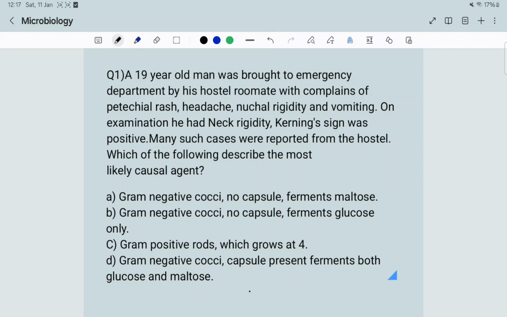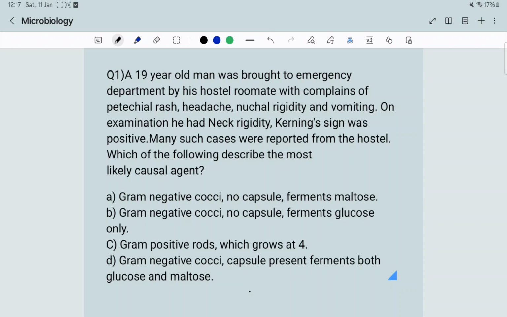A 19-year-old man was brought to the emergency department by his hostel roommate with complaints of petechial rash, headache, nuchal rigidity and vomiting. On examination, he had neck rigidity, and Kernig sign was positive. Many such cases were reported from the hostel. Which of the following describes the most likely causal agent?